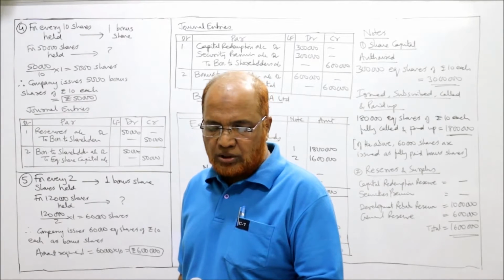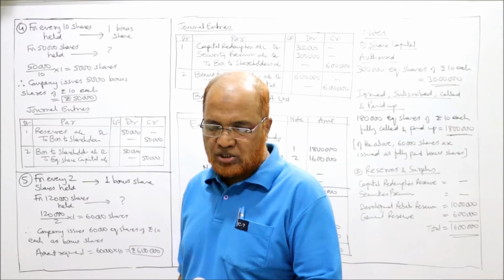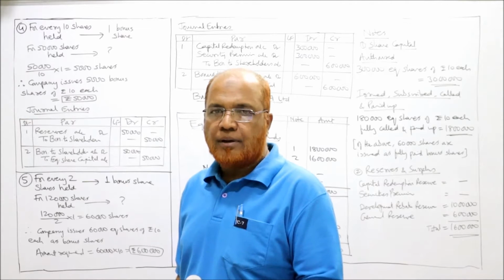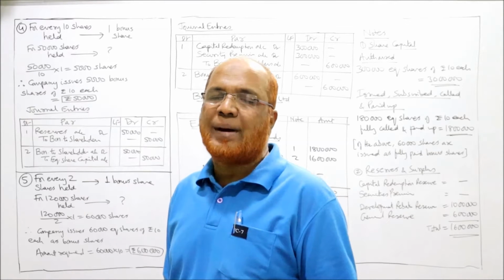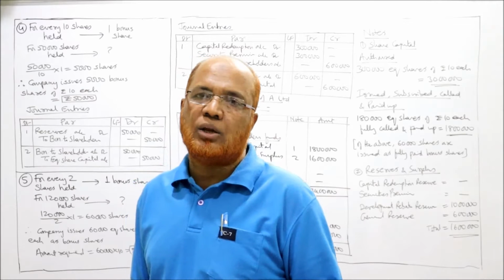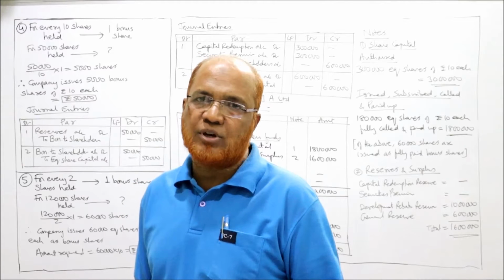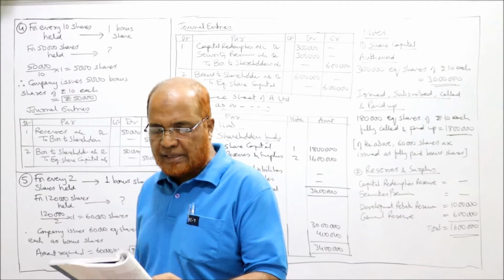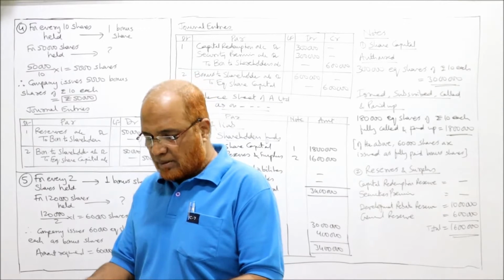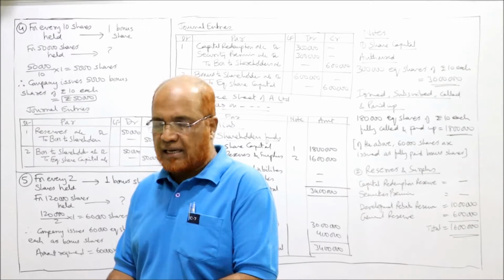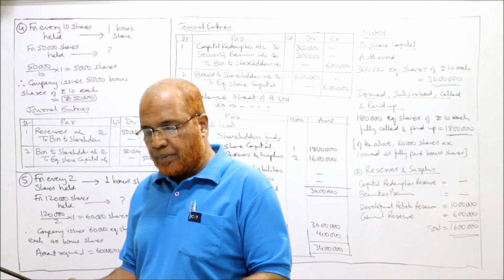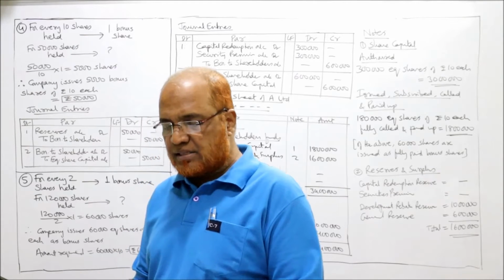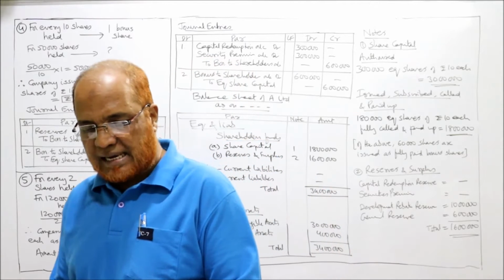Notes, share capital, authorized share capital 3 lakh equity shares of 10 each, 30 lakh. Authorized capital will not be shown in the balance sheet. It will be shown only in the notes as information. Issued, subscribed, called and paid up 1,20,000 shares of 10 each, 12 lakh. Reserves and surplus: capital redemption reserve 3 lakh, security premium account 3 lakh, development rebate reserve 10 lakh and general reserve 6 lakh.